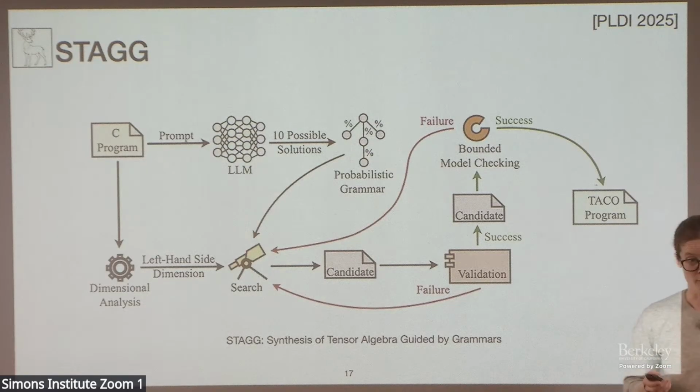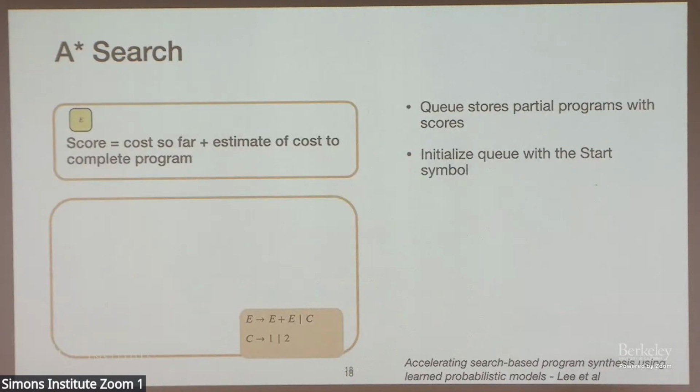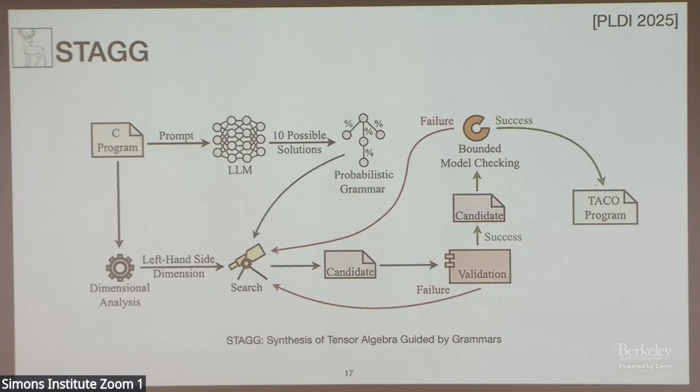Given a grammar with some probabilities on it, we then want to search this space of the grammar, which we do using A star search weighted by the probabilities. This isn't mine. There's a synthesizer called Euphony. We have taken the A star search that Euphony uses.